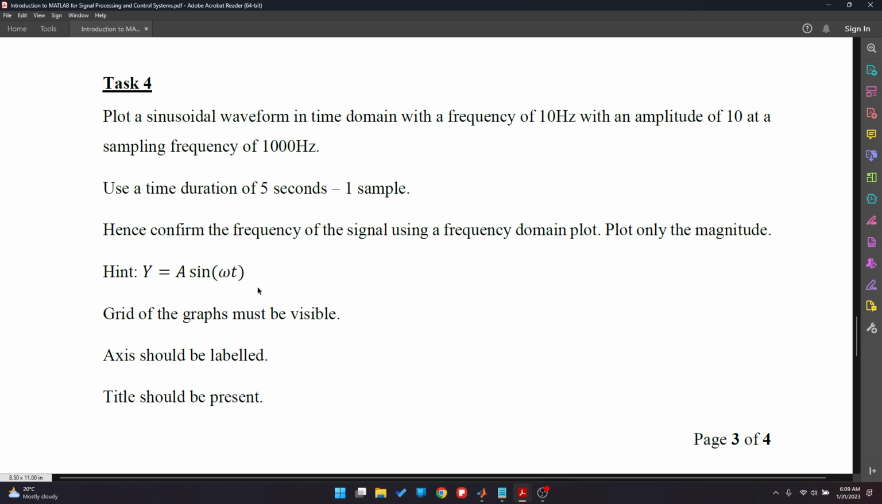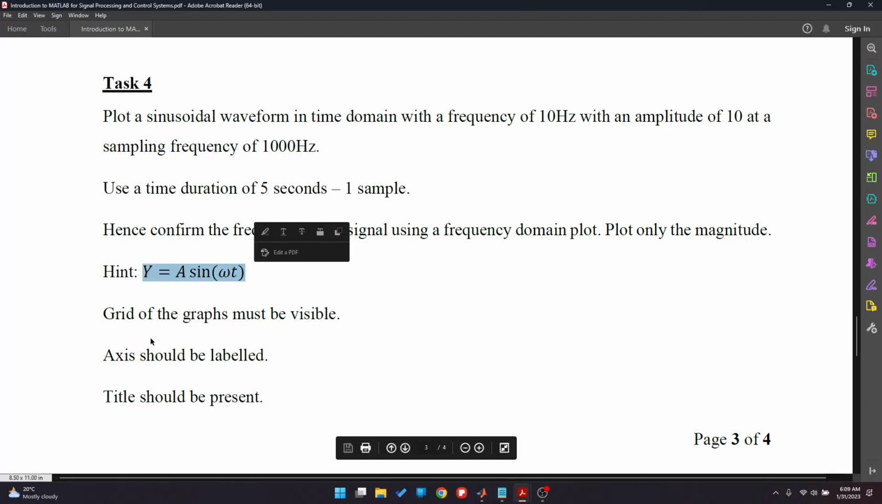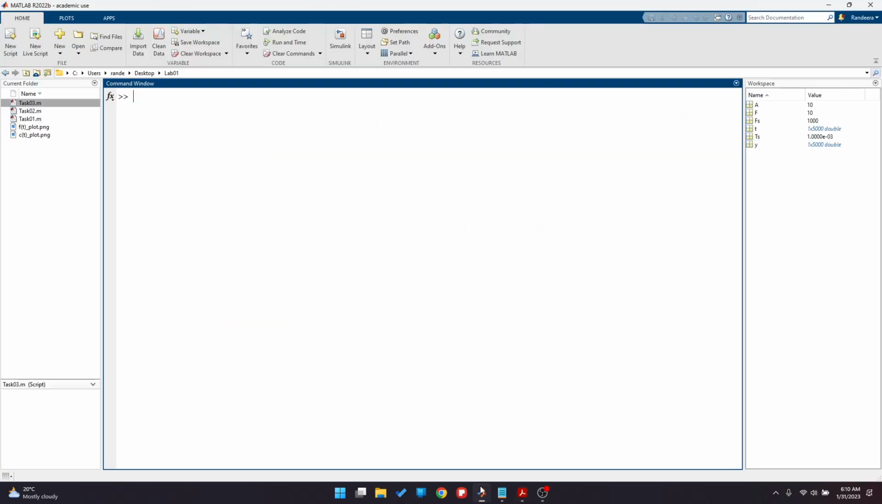And we need to confirm this frequency which we obtained in time domain using a frequency domain plot, and this is where we will be using the fast Fourier transform command to convert from time domain to frequency domain. And we have the equation a sin omega t. The grid of the graphs must be visible, axes should be labeled, and the title should be present.